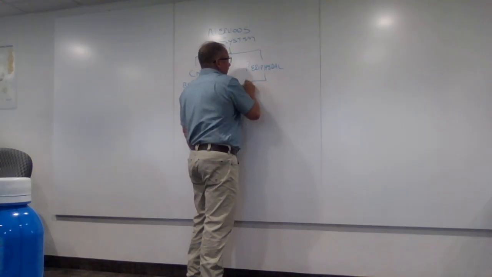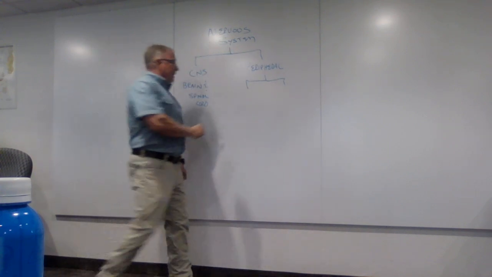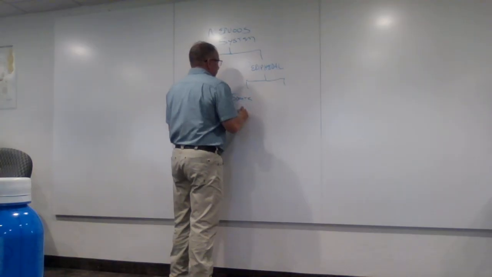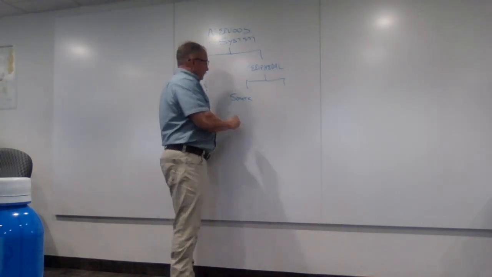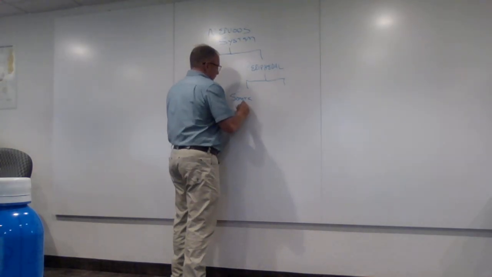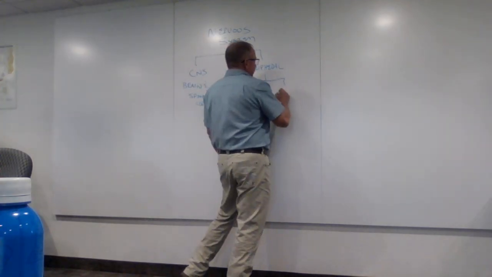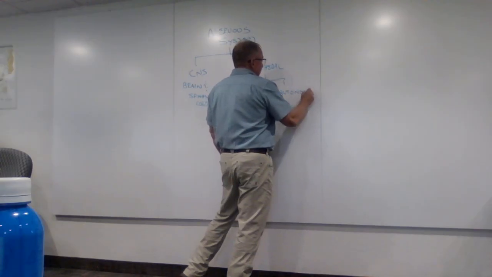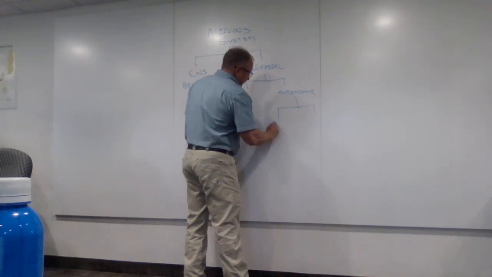And the peripheral is broken down into two categories. What are they? Somatic is what? Regulates activities, voluntary. We control. Okay. And then we have the what? Autonomic. Involuntary. Your heart, lung. And it's broken down into two categories. Sympathetic and parasympathetic.